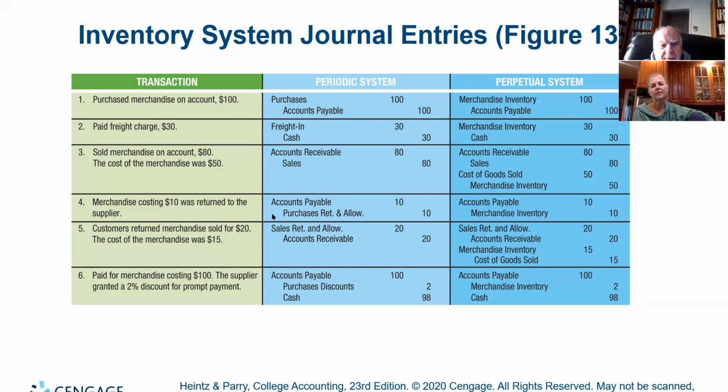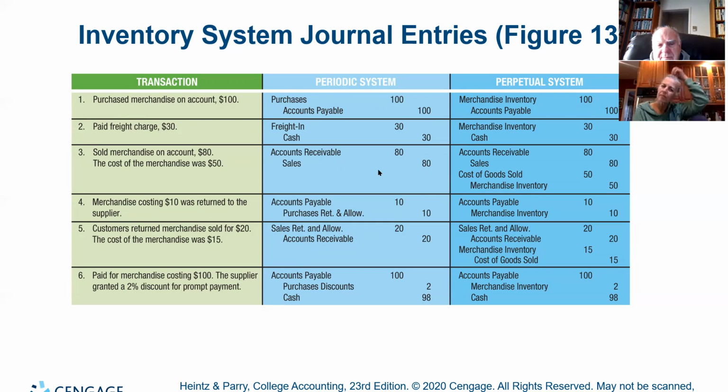Merchandise costing $10 was returned. Notice the difference. We're both going to debit accounts payable because we no longer owe that money, right? We're returning the goods. Under periodic, you credit purchase returns and allowances. Under here, you credit merchandise inventory. Another way to present this, Carrie, is where you see purchases under periodic, change it to merchandise inventory under perpetual.